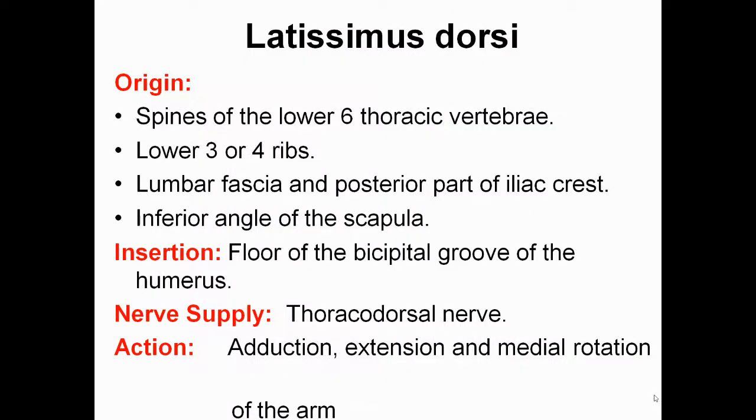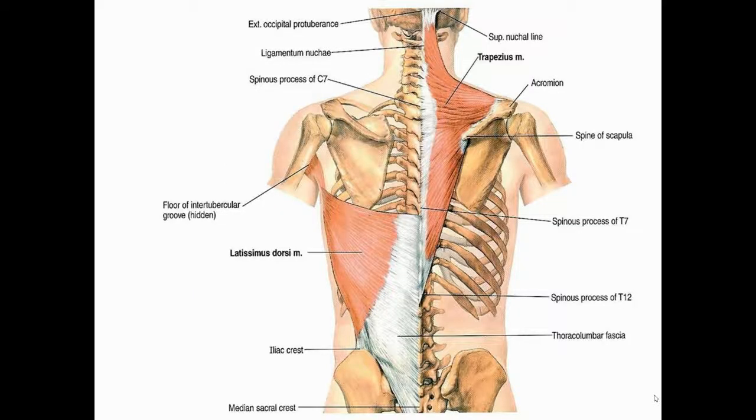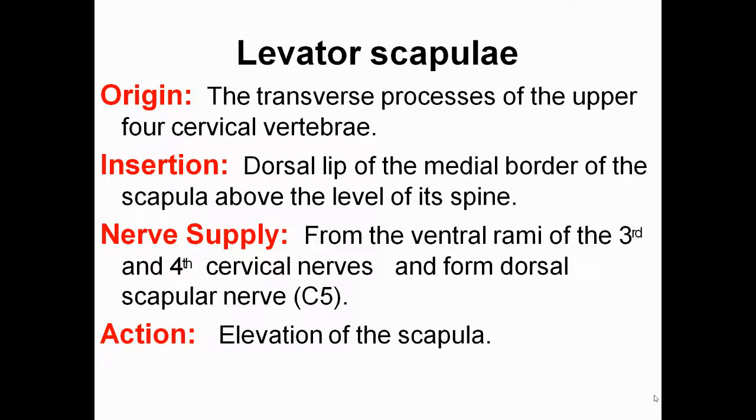Now we'll see the latissimus dorsi. It takes origin from the spines of the lower six thoracic vertebrae, the lower three or four ribs, the lumbar fascia, the posterior part of the iliac crest, and the inferior angle of the scapula. It inserts into the floor of the bicipital groove of the humerus. Its nerve supply is the thoracodorsal nerve, and the action is adduction, extension and medial rotation of the arm. So this is the latissimus dorsi, you can see in this picture.